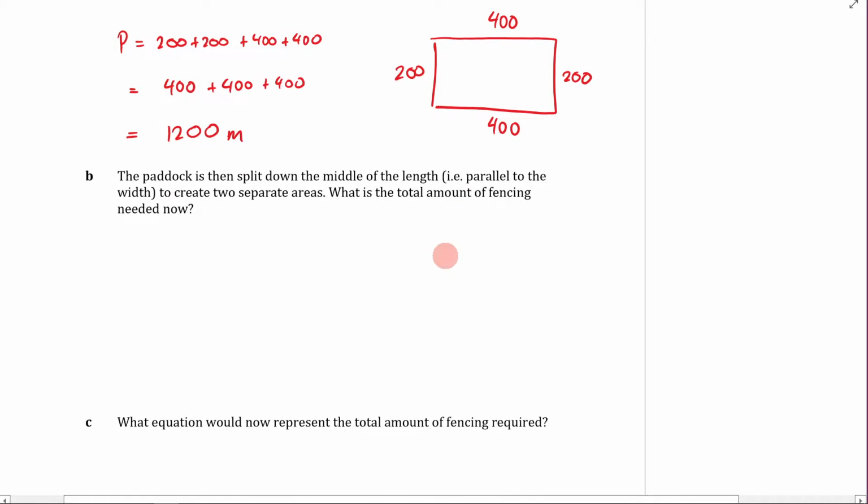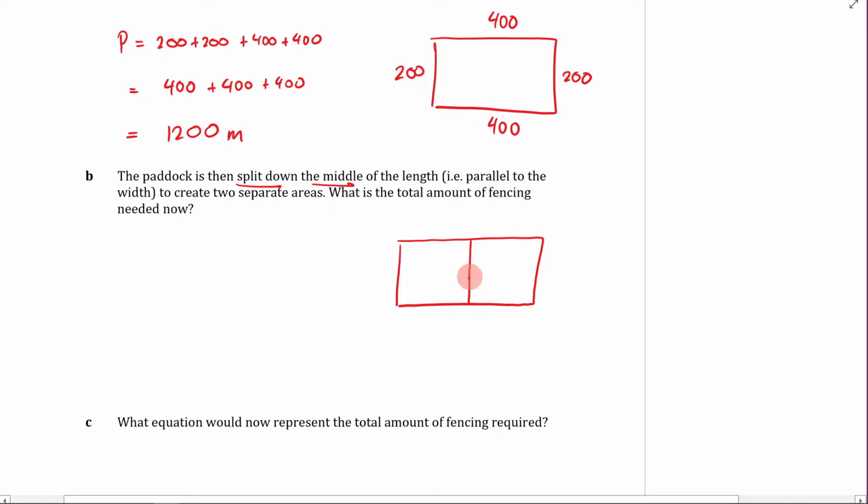Now, the next thing it says is the paddock is then split down the middle of the length, parallel to the width, to create two separate areas. What is the total amount of fencing needed? So what I would do here is draw it for myself again. They've told me now it's split down the middle, so I'm splitting it there.